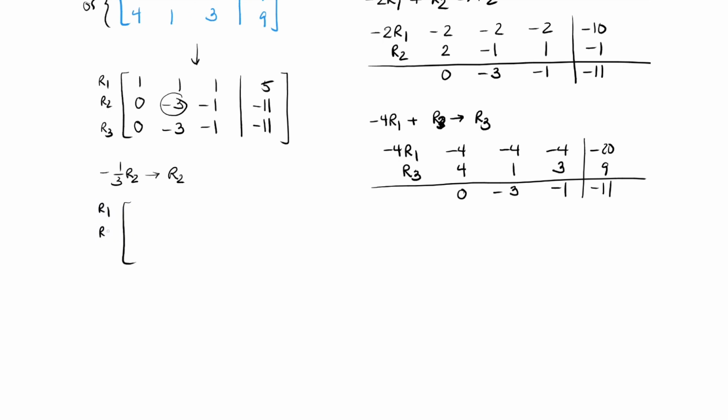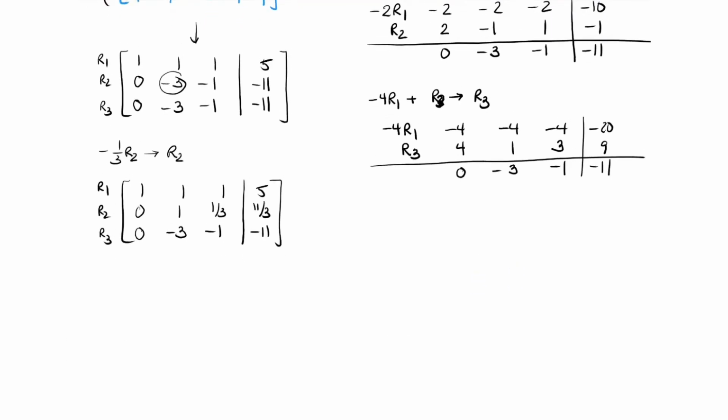So, new matrix: 1, 1, 1, 5, 0, 1, 1/3, 11/3, 0, -3, -1, -11. You might be able to predict what's going to happen in the next step. Now row 1 is pretty much done for us. We don't need to worry about row 1 anymore. We use row 2 to rewrite row 3, so it looks like we're going to take 3 row 2 and add it to row 3 to make a new row 3.